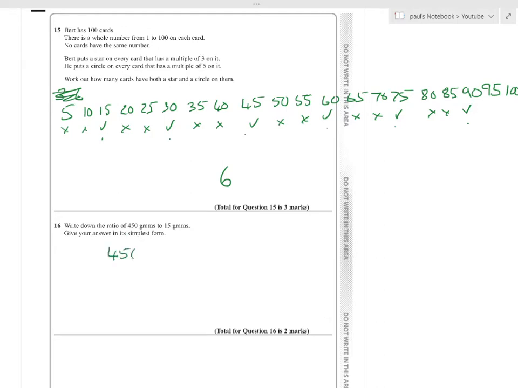Write down the ratio of 450 grams to 15 grams. So 450 to 15 in the simplest form. So let's divide by 3. No, let's divide by 5. So that will give 3. Divide that by 5. So 450 divided by 5 is 90. Oh, I can still divide by 3. 1 and 30. 30 to 1. Right, let's go to another one.